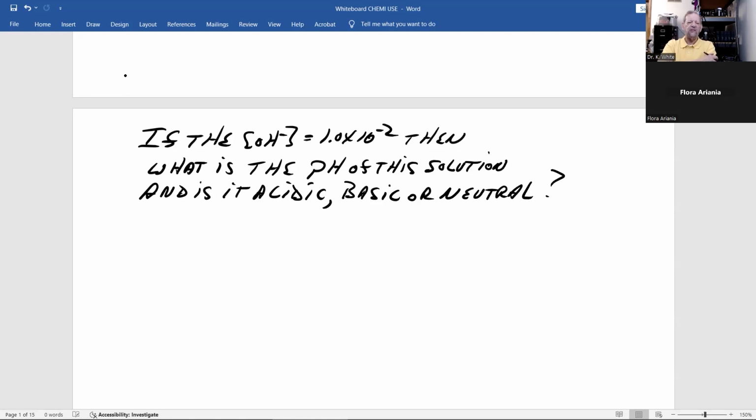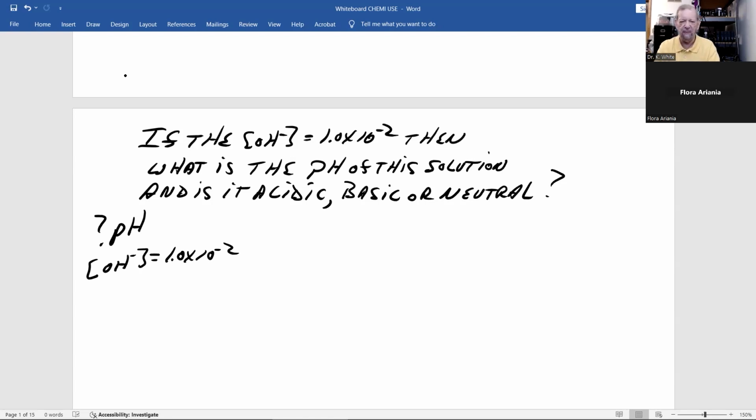All right, question is, if the hydroxide ion concentration, OH minus, is 1.0 times 10 to the minus 2, then what is the pH of the solution? And is it acidic, basic, or neutral? So what are we trying to find? Once again, pH. What are we given? And that's what we have.